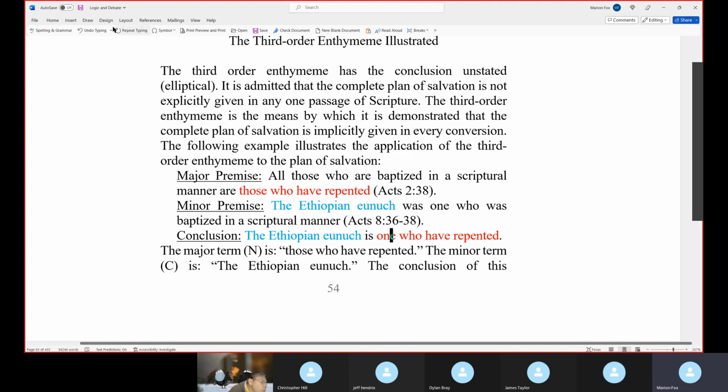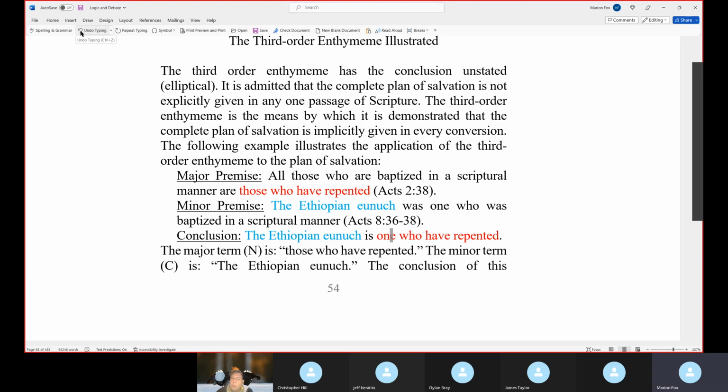So now I've proven by logic that he repented because he was baptized in a scriptural manner, and everybody baptized in a scriptural manner had also repented, Acts 2:38. This is what my brethren have preached ever since I was knee-high to a grasshopper. I heard it. That's the plan of salvation. And gospel preachers have preached it. They were preaching it before I was born. I'm reading their writings.